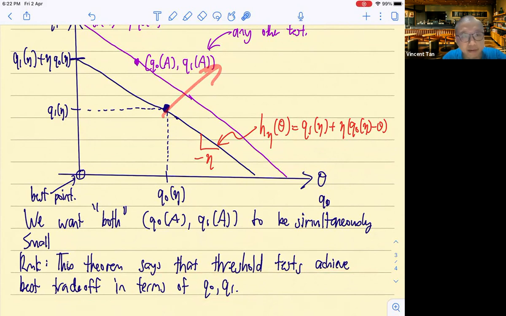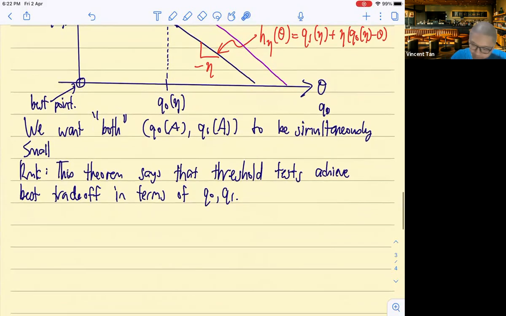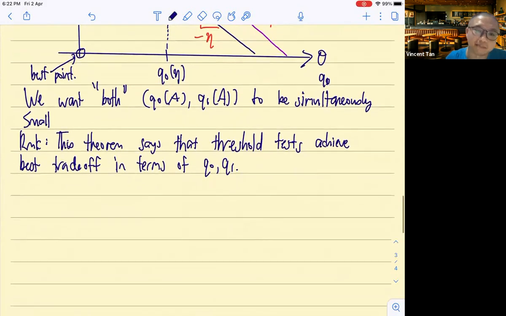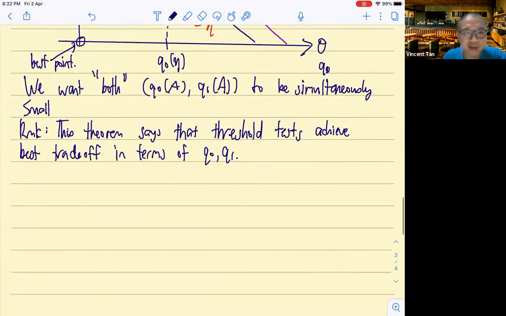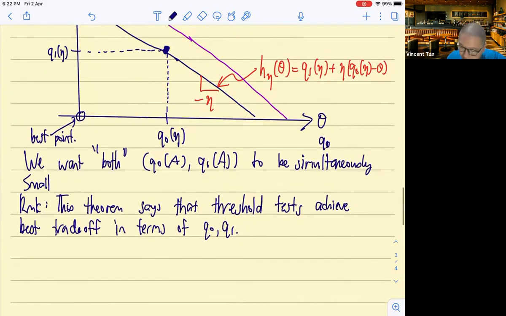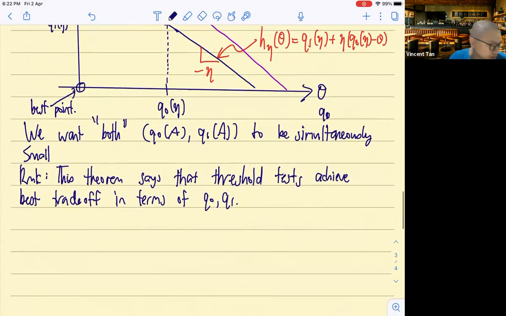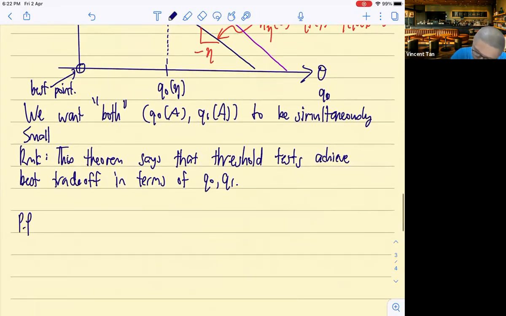Every other test must lie here. Okay, so the proof is very simple. It follows from the proof of the optimality of the MAP test last time. So now we are in this non-Bayesian scenario, but we are actually going to use a Bayesian theorem to prove this.